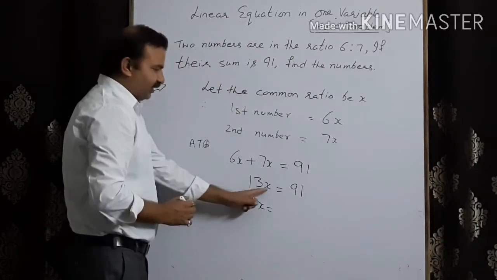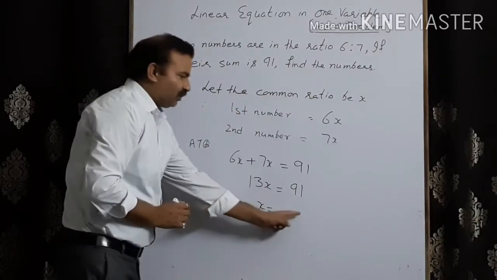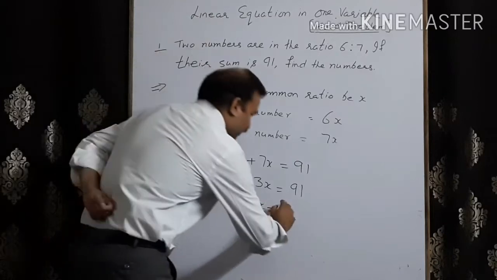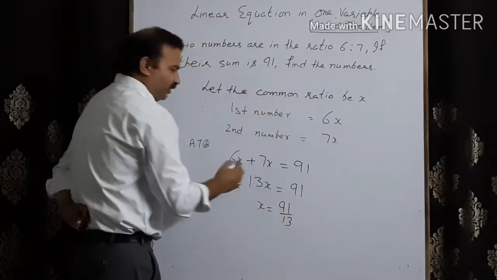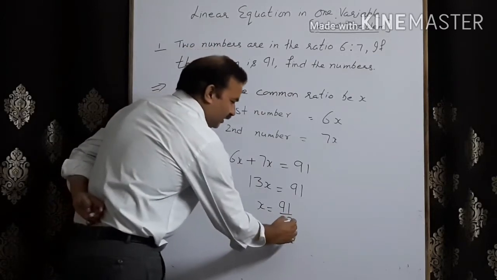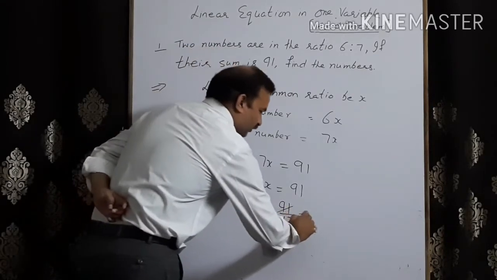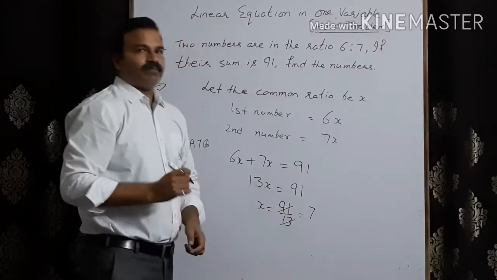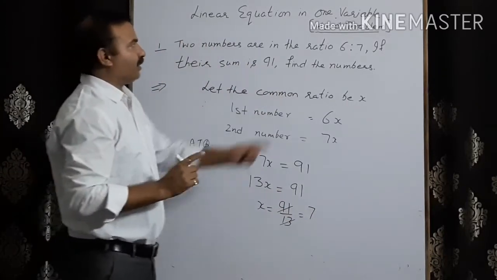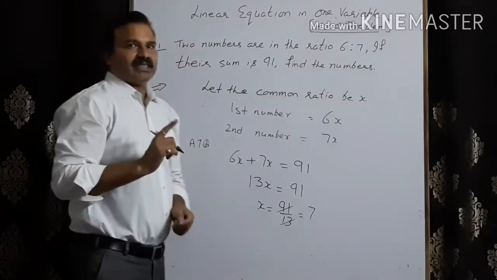13 is in multiplication with x, so it will go to the other side in division. So it will become 91 by 13. Let's cancel. It will go to 7. So we got the value of x as 7. It means the common number between them is 7.